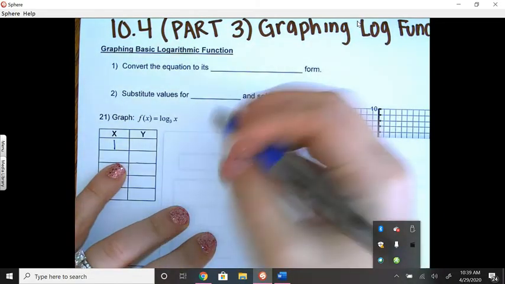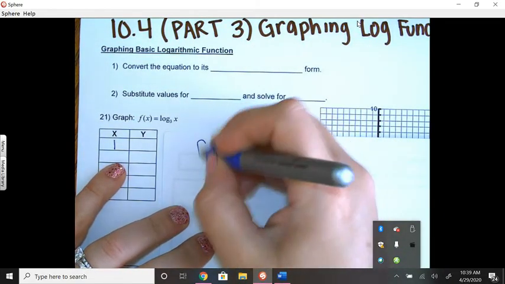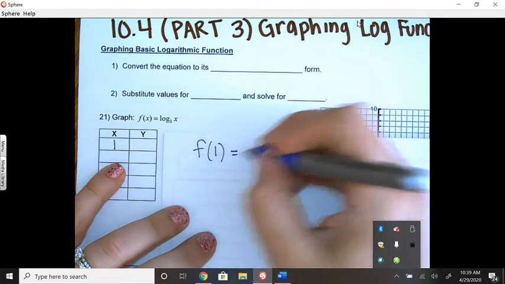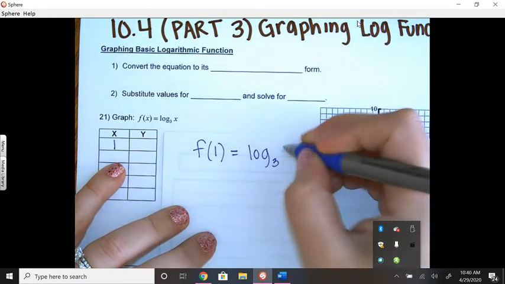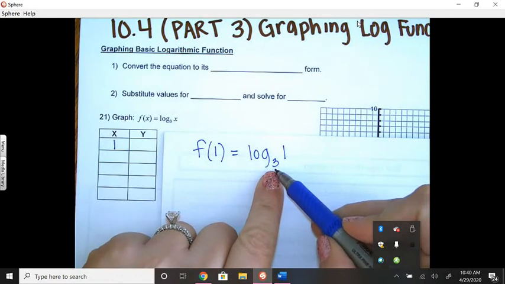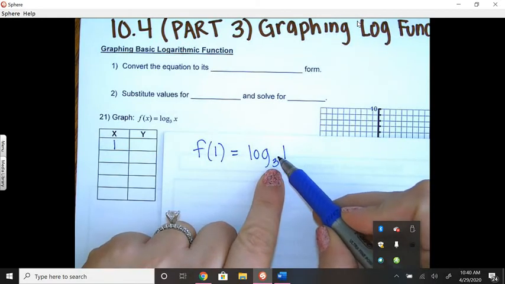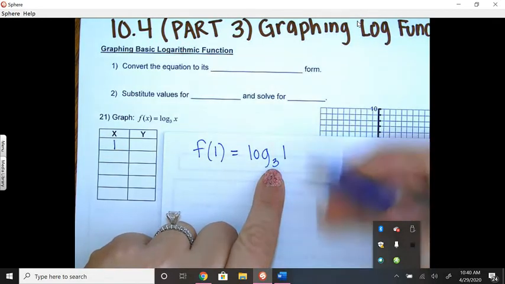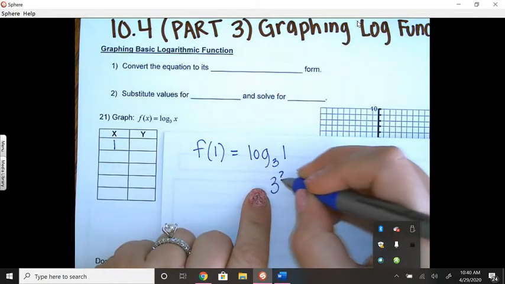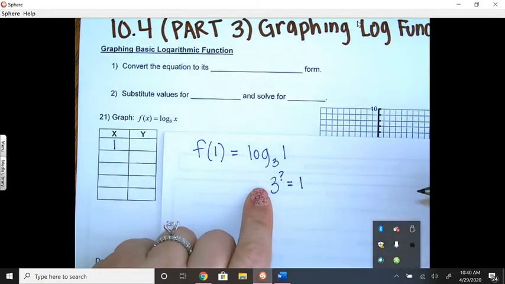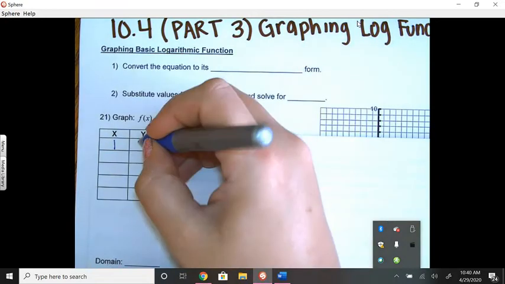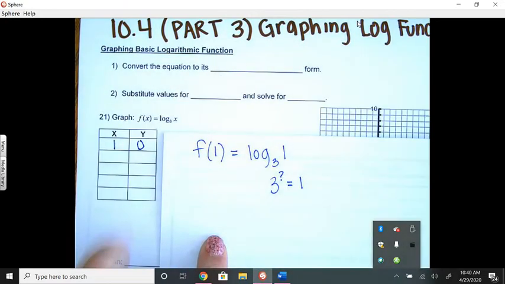If we plug in 1 for x, this is asking us, 3 to what power is 1? And that would be 0. So that was no problem. But let's say I pick the number 2 to plug in for x.